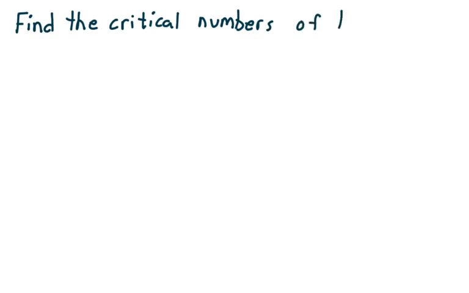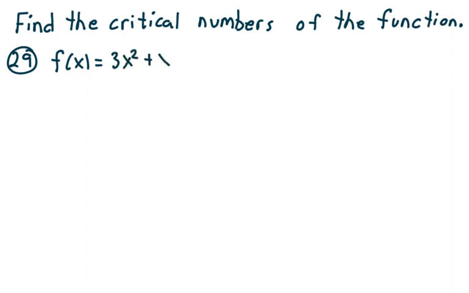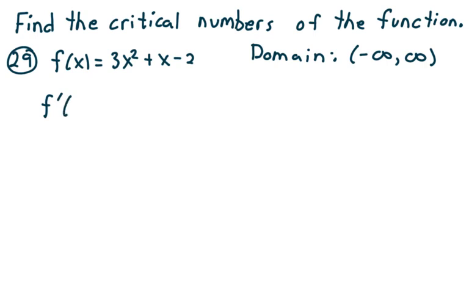The directions say to find the critical numbers of the function. And we want to take a look at problem number 29. On 29, we have f of x equals 3x squared plus x minus 2. The domain of the function is negative infinity to infinity. Okay. Now, let's take a look at the derivative.